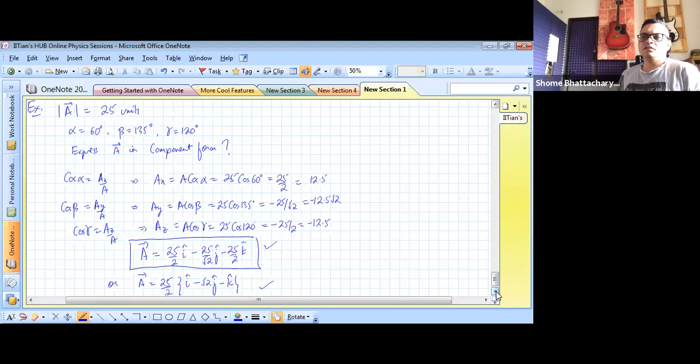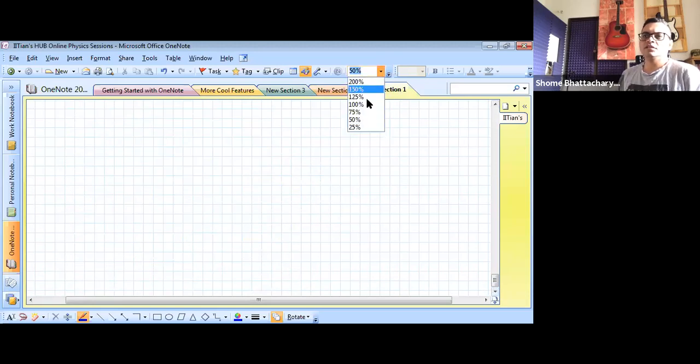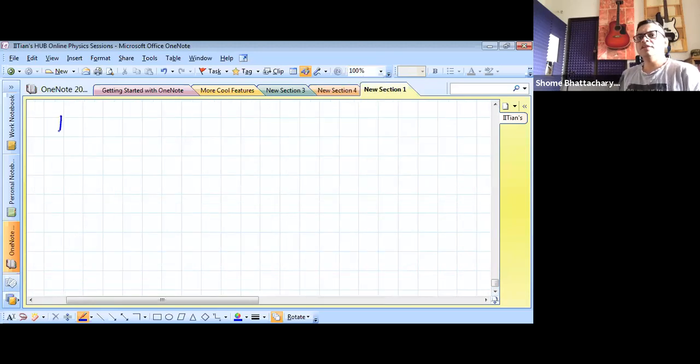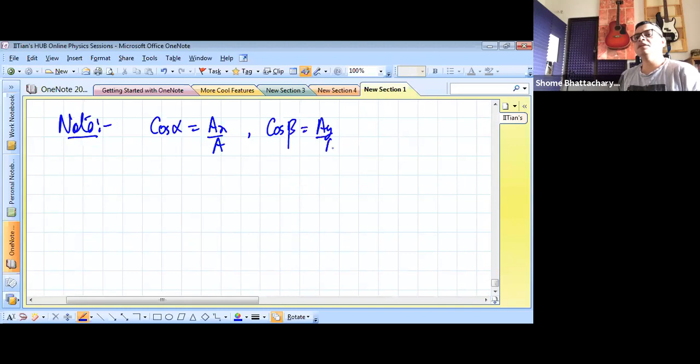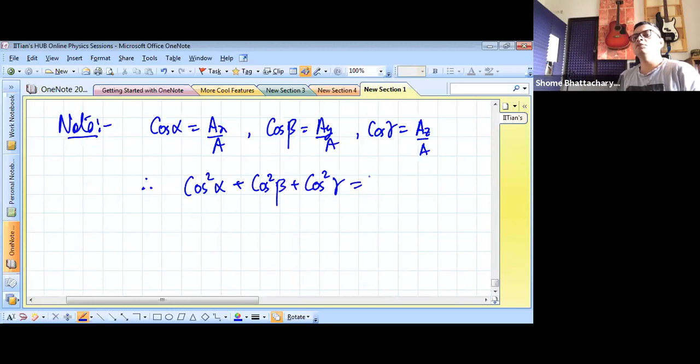Okay, now one final thing about direction cosines, then we move on to the next thing. One final important aspect of direction cosines. Because cos alpha is ax by e, cos beta is ey by e, and cos gamma is ez by e. Therefore, as a rule always, cos square alpha plus cos square beta plus cos square gamma will always be equal to unity. It's an identity.